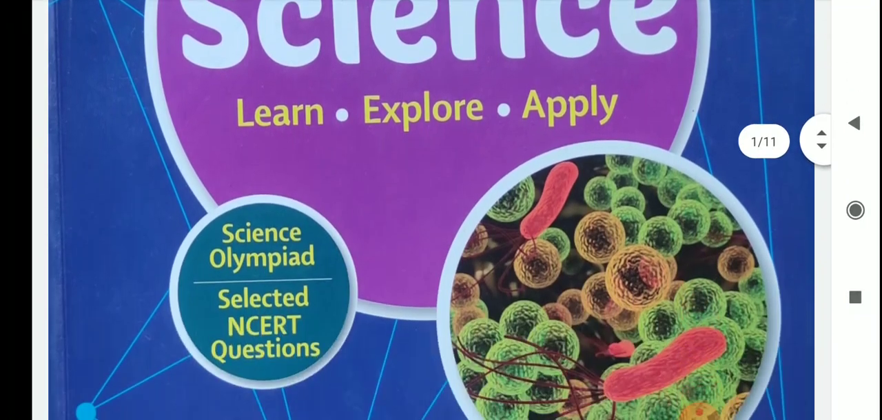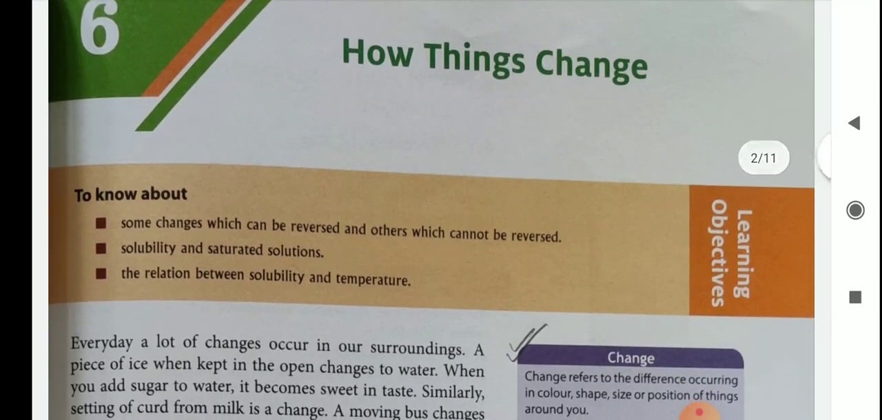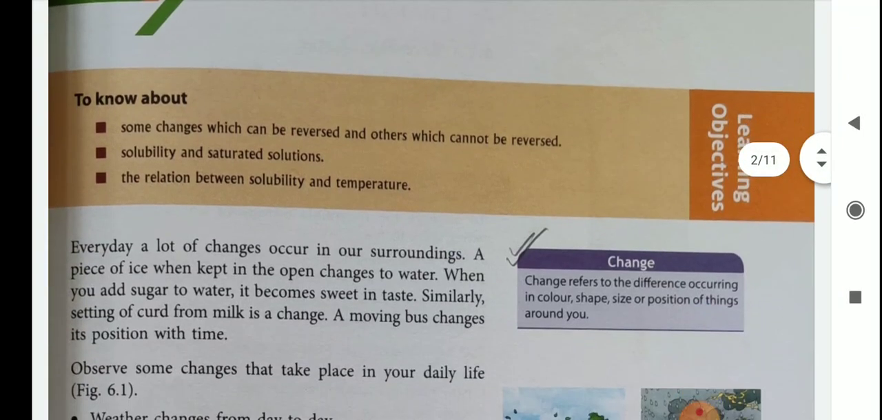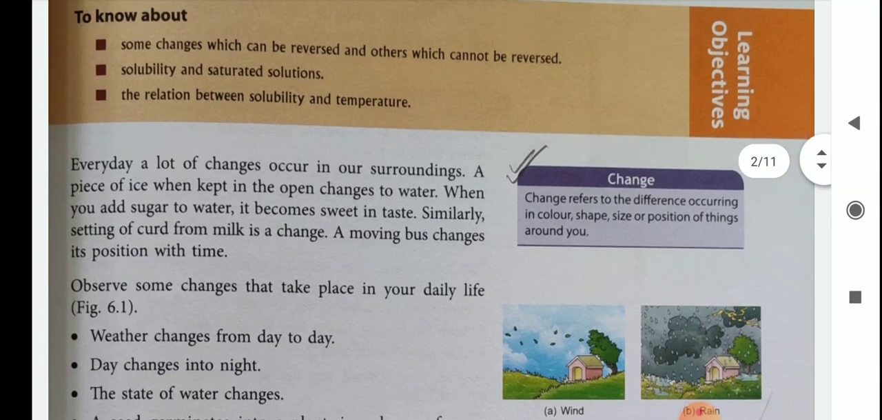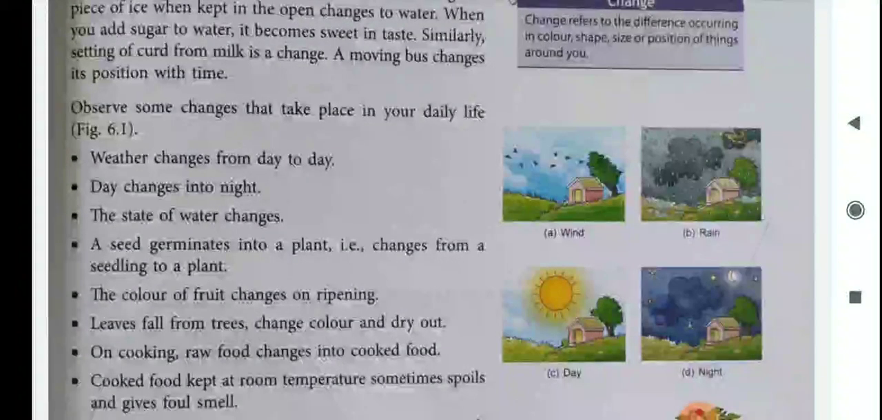Children, today we discuss chapter 6, that is how things change. In this chapter we discuss how things change. In our daily life we observe many changes going on: the weather changes from day to day, day changes into night, the color of fruit changes on ripening, and on cooking, raw food changes into cooked food. So we observe different types of changes in our daily life.